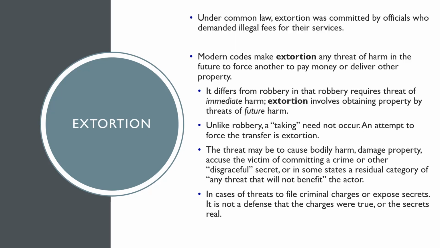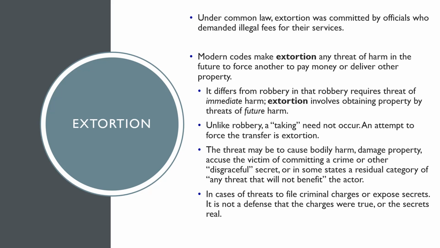Now, we had talked just a tad about extortion before, and we're going to differentiate between extortion and what most people think about when they think about extortion, which is blackmail. But we're going to do that in North Carolina because North Carolina makes it a little bit clearer. Under the common law, extortion was when officials demanded illegal services, fees for their service. But modern codes make extortion any threat of harm in the future to force someone to give them money or property. Now, how is this different than robbery? Because it's a future threat and it's not immediate harm.